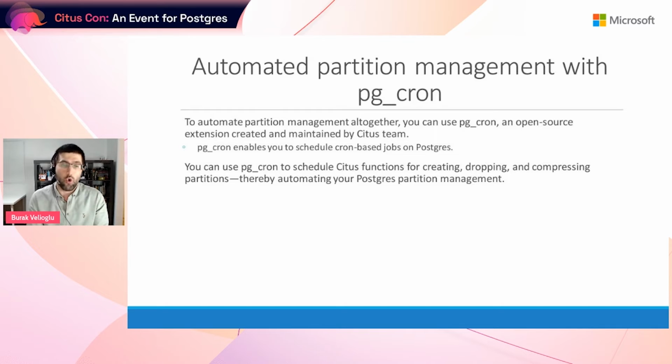But if you want to automate those jobs completely, if you want to automate creating those partitions, dropping those partitions, or compressing those partitions, you can use pg_cron. pg_cron is another open source extension which is created and maintained by the Citus team to schedule cron-based jobs on Postgres. So you can use pg_cron to schedule the Citus functions, as I mentioned, for creating, dropping, compressing partitions. If you want to use pg_cron for any other purpose, you can use it as well.